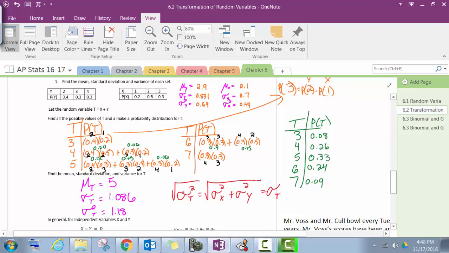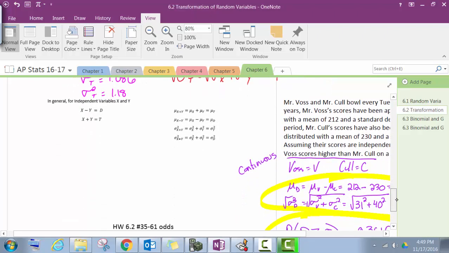Even if we subtract, we still have this same thing. We look at the variances. The variances are the same. 0.69 plus 0.49 is 1.18. 0.831 plus 0.7 is not this. We had to do this. It's like the Pythagorean theorem.